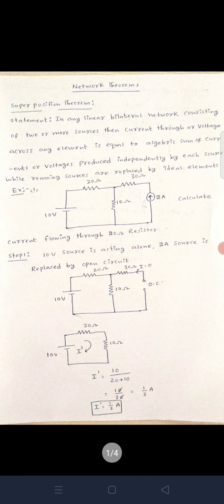By using the superposition theorem, the total current is the algebraic sum of all currents, right? But here the total current I is I double dash minus I dash. Why? Because in the first case the current I dash direction is clockwise, and in the second case the current I double dash direction is anti-clockwise. That means the two currents are opposite in nature, hence the resultant value will be subtracted.